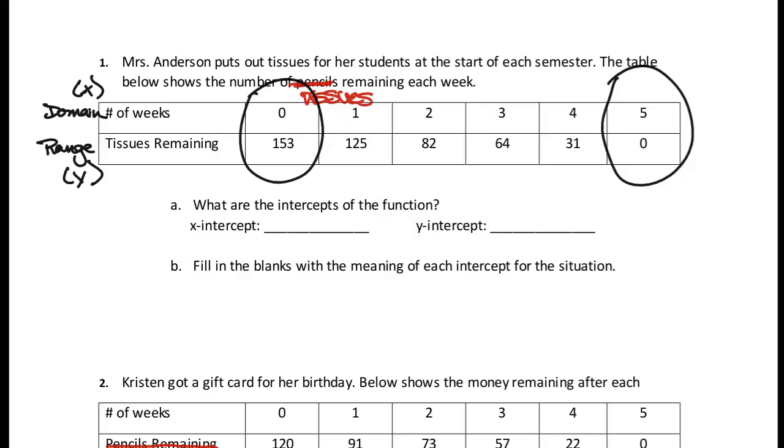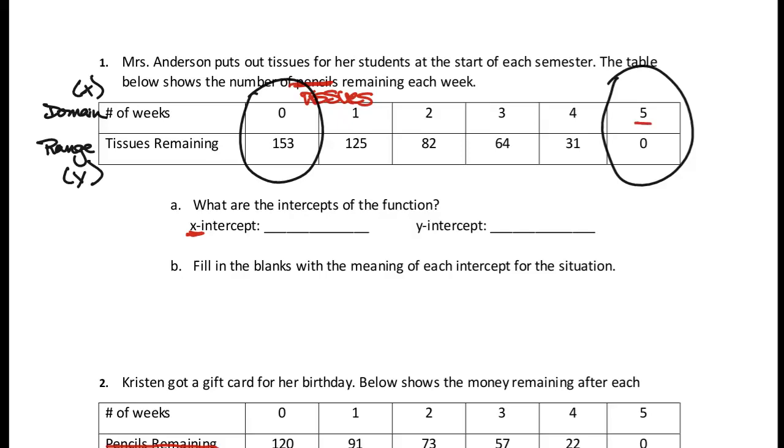And so if I want the x-intercept, I need to be looking for a value in the x-coordinate where it crosses the x-axis. What is my x-intercept here?